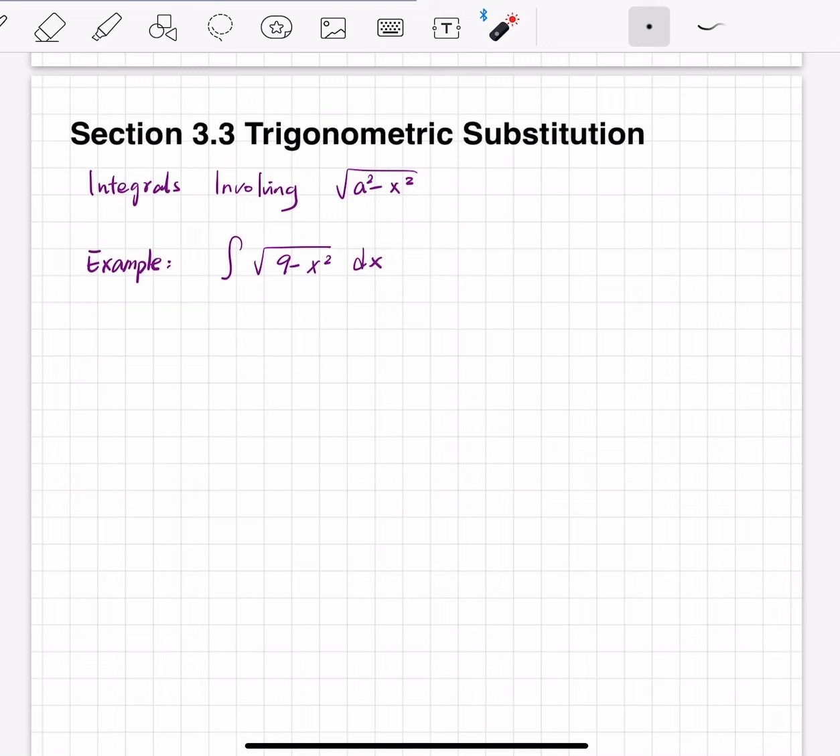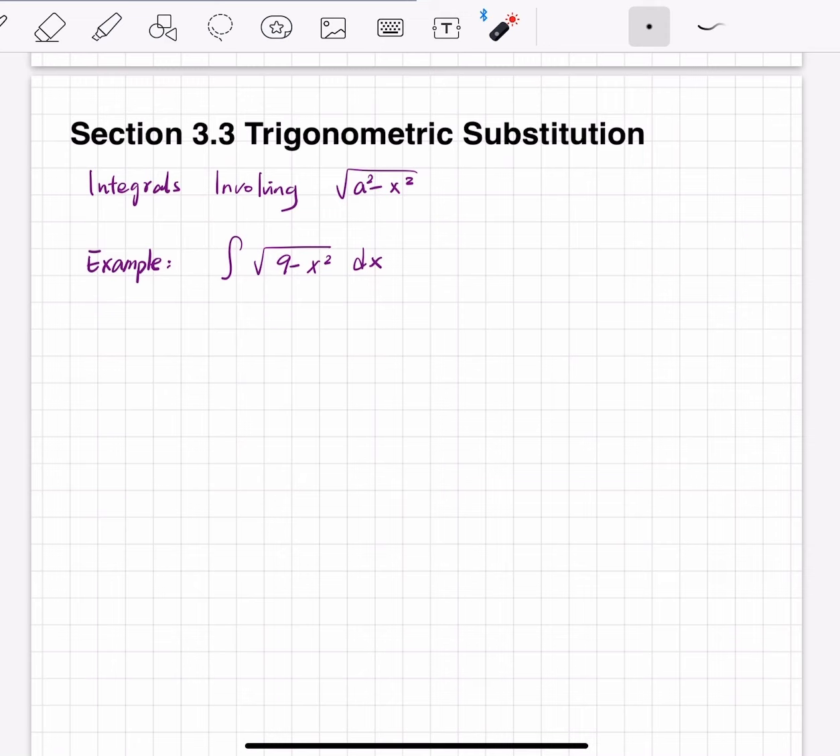Here in section 3.3, our function is going to be normal functions, like x, x squared, square root. You're not actually going to see any trig functions, sine, cosine. But what we want to do is rewrite x in terms of sine, cosine, secant, tangent, so we can solve this in terms of a trigonometry function. The first case is integrals involving square root of a squared minus x squared.